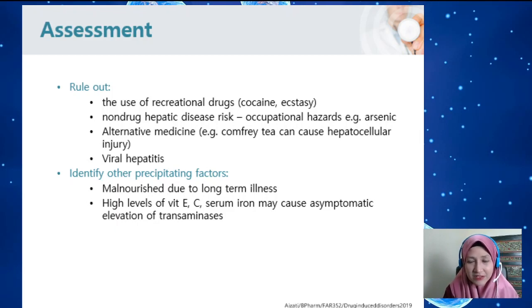And we also need to identify other precipitating factors in this patient to identify whether this patient is initially at a high risk to develop this hepatotoxicity. The first is the nutrition status of the patient, whether the patient is having malnutrition due to long-term illness or due to lower nutritional intake, and also if the patient has high levels of vitamin E, vitamin C, or serum iron that might interfere with the liver enzyme levels.